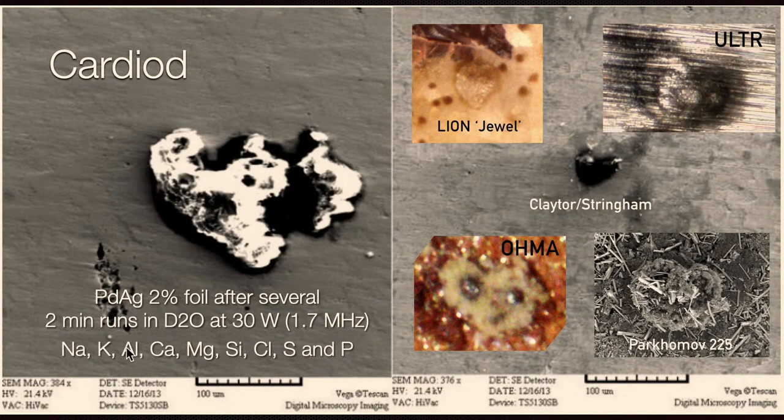Sodium, 23, potassium, not 23, aluminium's 27, calcium is 40, magnesium's 24, silicon's 28, chlorine's whatever it is, sulfur and so on, 32, phosphorus 31, chlorine, they're not necessarily in the right order, but there they are. Okay, so these are much lighter elements than the palladium and the silver.